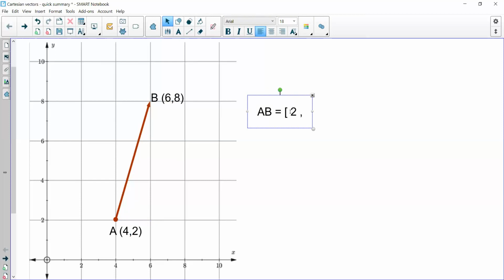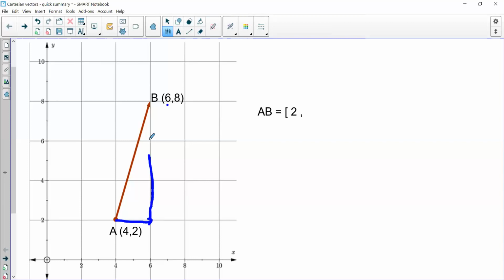right? So the horizontal component for vector AB is 2, and then the vertical component in a similar fashion is vertically going from this level of 2 for A to 8. So that gives us 6.